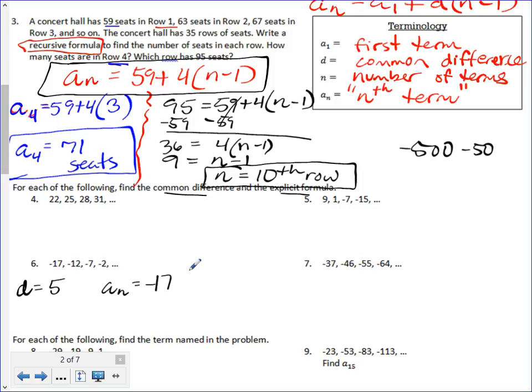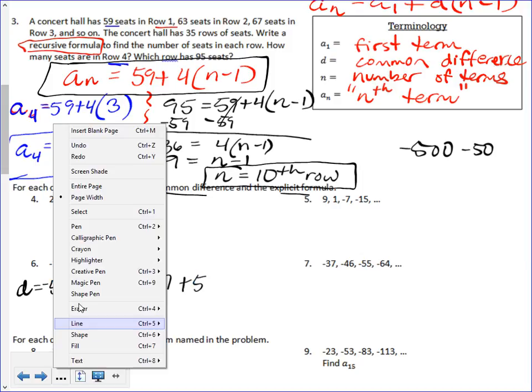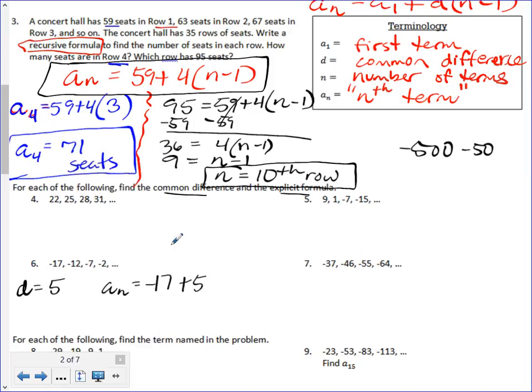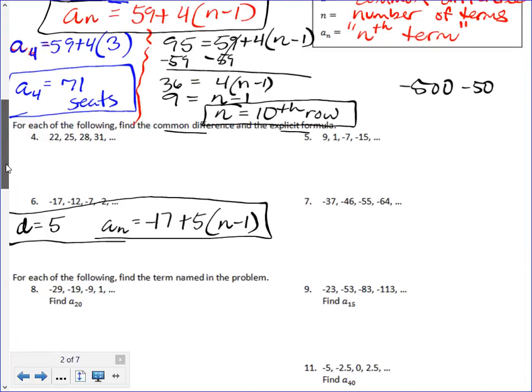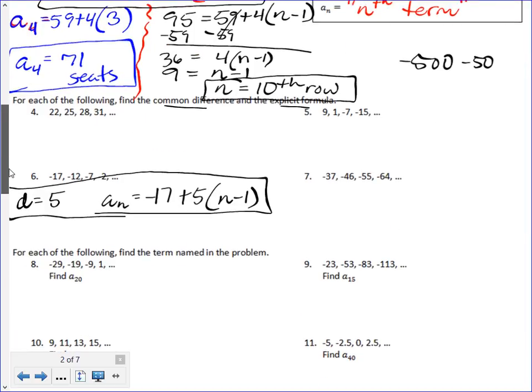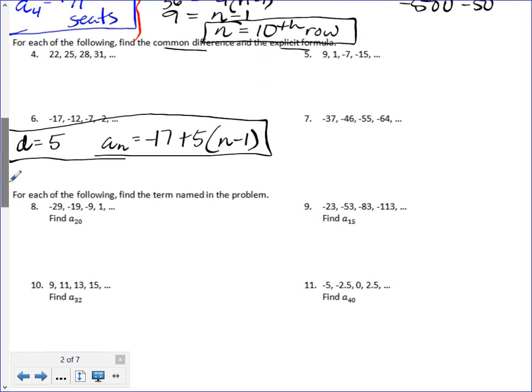Then what? Plus 5. What if the common difference was negative? Then you would put minus 5. How do you finish it off? Times n minus 1. Okay? So 4 through 7, that's what you're doing. You're writing the formula. Some practice writing the formula. Then in number 8, you're going to use that. So we'll do one more together and then I'll let you work.